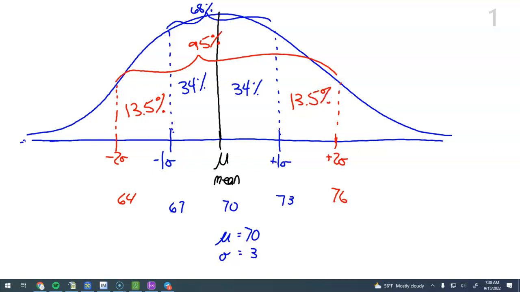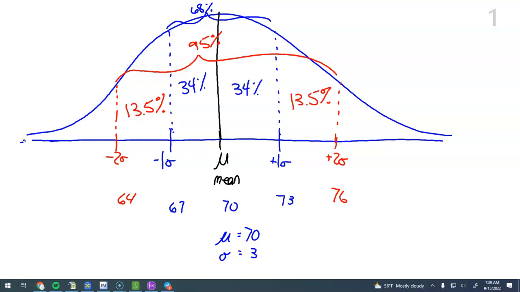So now I can ask you a few more questions. What percent of people are between 2 standard deviations below the mean and the mean? So in our example, 64 to 70, what percent? You would just add these two up, so 47.5. What percent are between 1 standard deviation below and 2 standard deviations above? I won't make you do the math, but you add up those 3, right? You see what I'm doing to get to that.